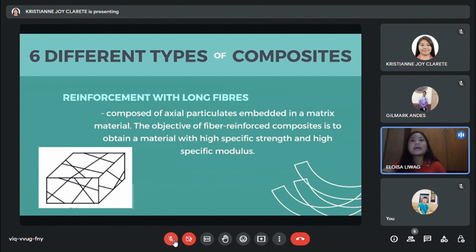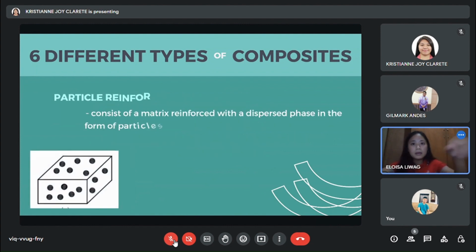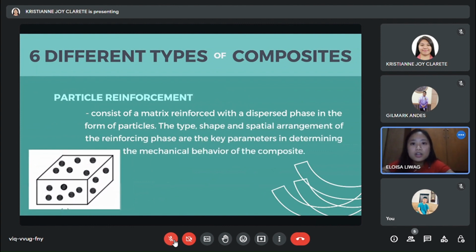And the next one is particle reinforcement. Particle reinforcement consists of a matrix reinforced with a dispersed phase in the form of particles. The type, shape, and spatial arrangement of the reinforcing phase are the key parameters in determining the mechanical behavior of the composite. It is the type of composite that uses tiny particles. It is distributed in a wide area. The particle is characterized by equal dimensions in all directions.